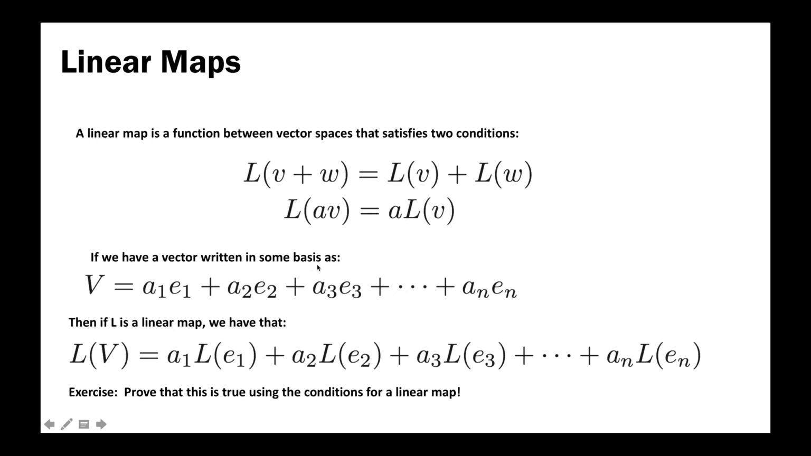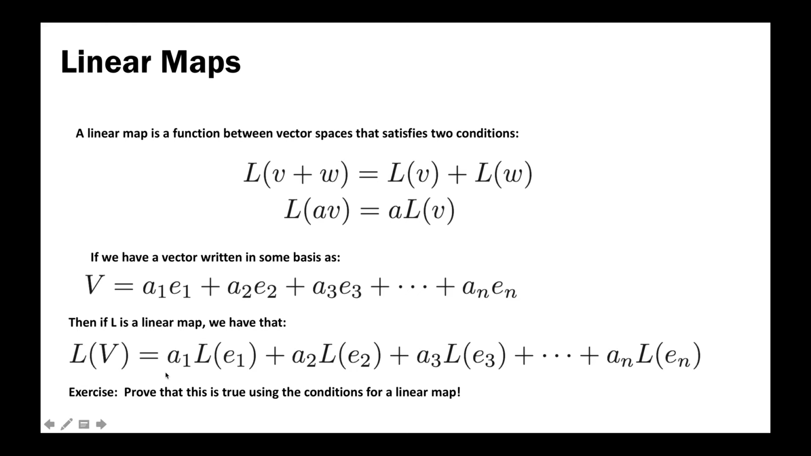If we have a vector v written in some basis e1 through en, and I have its components a1, a2, a3 up to an, then if L is a linear map, we can see that L of v, using these properties, can be written as a1 times L of e1, a2 times L of e2, a3 times L of e3, and so on. It's a good exercise to prove this relationship using the two conditions for a linear map. It's not hard. All you have to do is take this expression for v and plug it into each one of these conditions to see what it gives you.